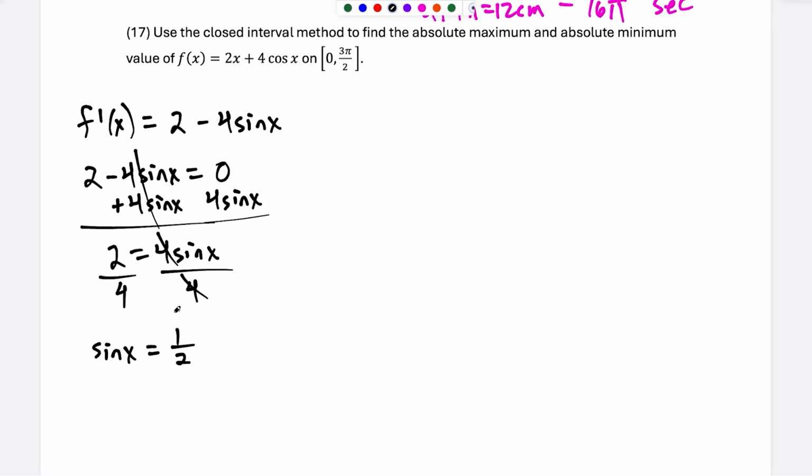Now from here, you have to know the trig values. Sine of pi over 6 gives us a half, so our first x solution is pi over 6. But this is a quadrant 1 solution. What we also have to consider is that in quadrant 2, sine is positive. Just remember ASTC. This stands for all students take... no, it means all, sine, tangent, cosine. So when you have an angle that terminates in quadrant 2, sine is going to be positive. So when I have a reference angle of pi over 6, in quadrant 2, that would be an angle of 5 pi over 6.